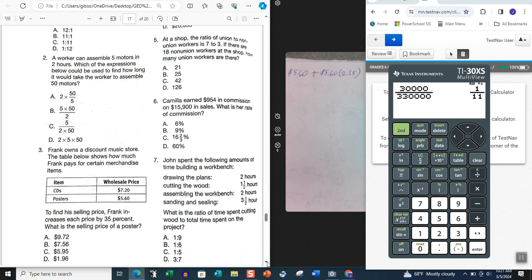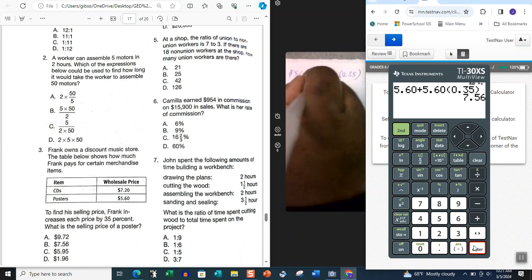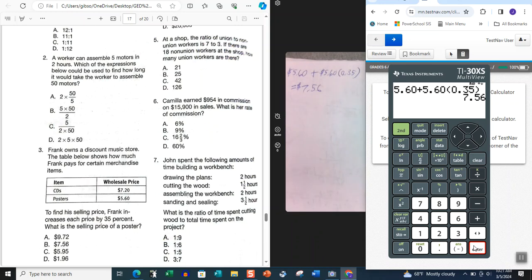So now we will put that in our calculator. Let me clear this out. You have 560 plus 560 times parentheses 0.35. Press enter. So now the new cost of a poster will be $7.56. If you look here, that would be B. So that was problem number 3.